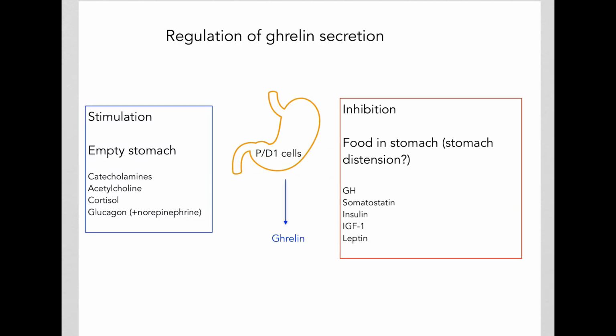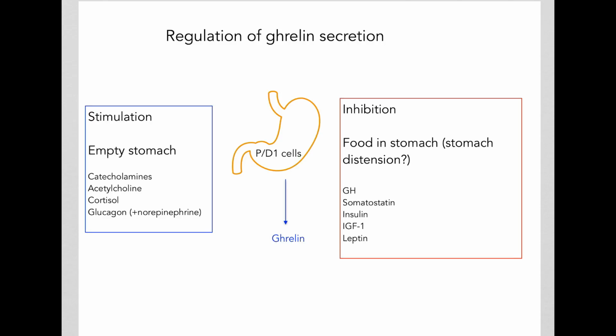So how is ghrelin regulated? Stimulation of ghrelin happens when the stomach is empty, and there are also several other factors. Examples of chemicals that stimulate ghrelin secretion include the catecholamines, acetylcholine, cortisol, as well as glucagon, especially when norepinephrine is present.